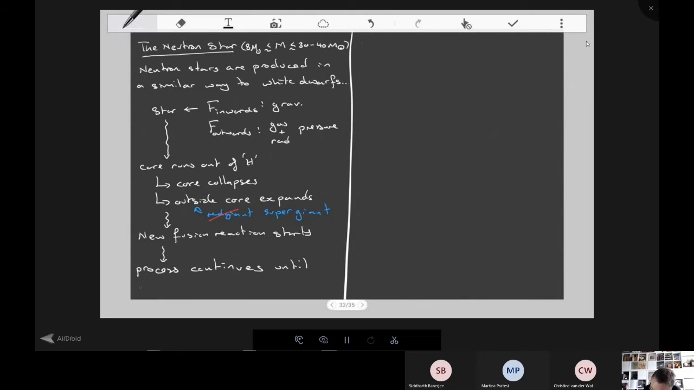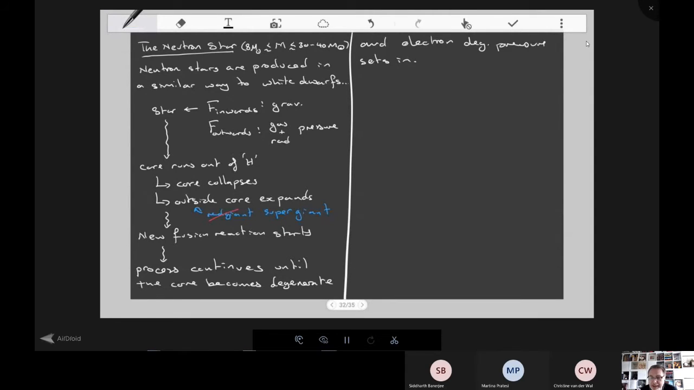until the core becomes degenerate, at least as far as the electrons are concerned, and electron degeneracy pressure sets in.